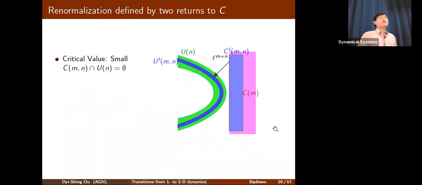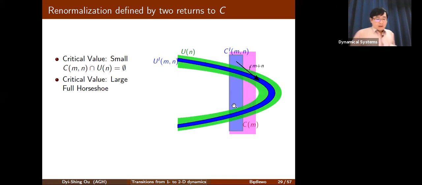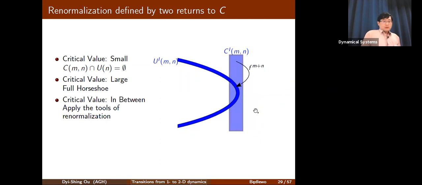Then how do we use the subpartition to study the dynamics of the system? Again, we repeat the whole procedure. When the critical value is small, this piece and this piece do not intersect, so we don't have anything. When the critical value is large, you can create a full horseshoe by the map F^(m+n). But when the critical value is somewhere in the middle, you get a prototype map again. So you can apply the tools of renormalization, as the story will repeat. This is called the renormalization defined by two returns to C.